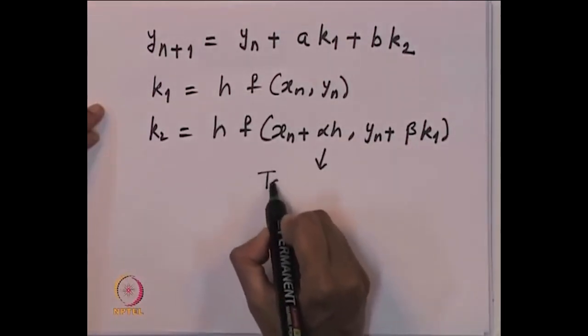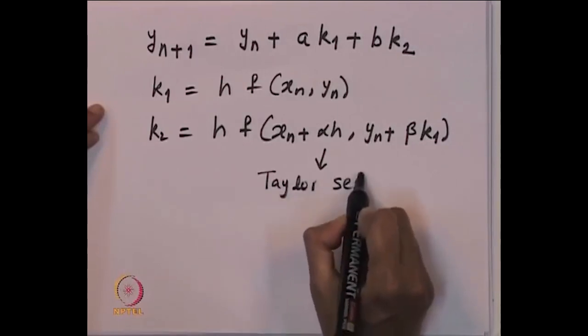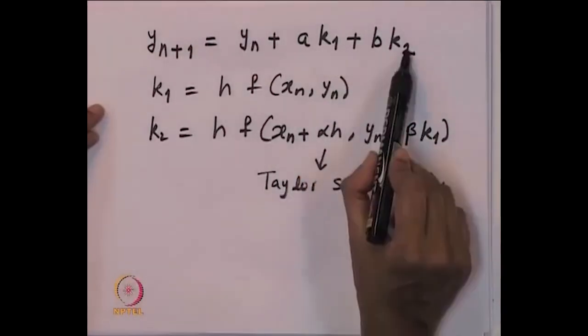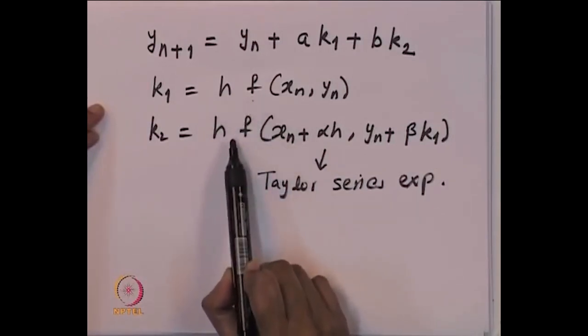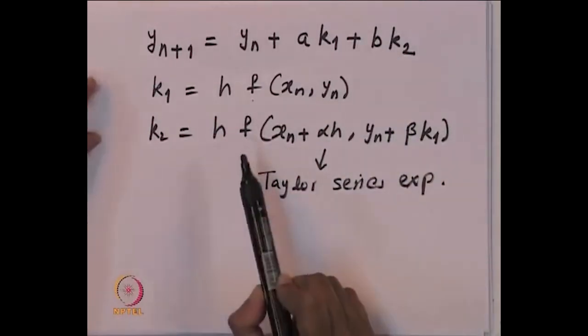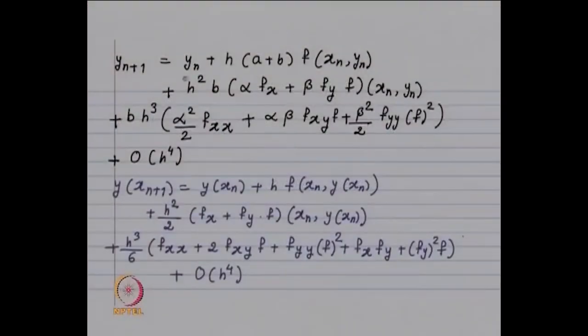For this, we write the Taylor series expansion, and then when we substitute in this formula, you are going to have h times a of f plus b of f. So that is why we have got y n plus 1 is equal to y n plus h times (a plus b) f of x n y n, then h square times b alpha f x plus b beta f y into f at x n y n, plus the coefficient of h cube is going to be this term, plus terms of the order of h raised to 4. So, it is just substitute the Taylor series expansion and then write down what you get.